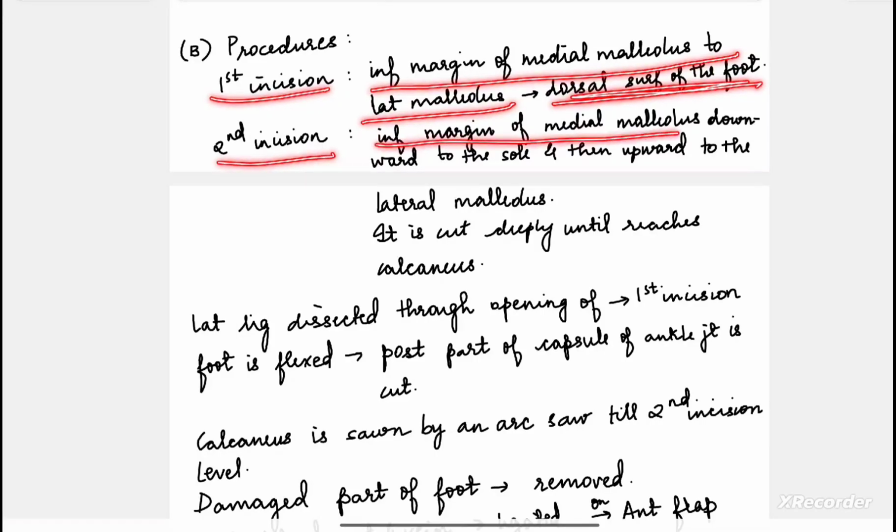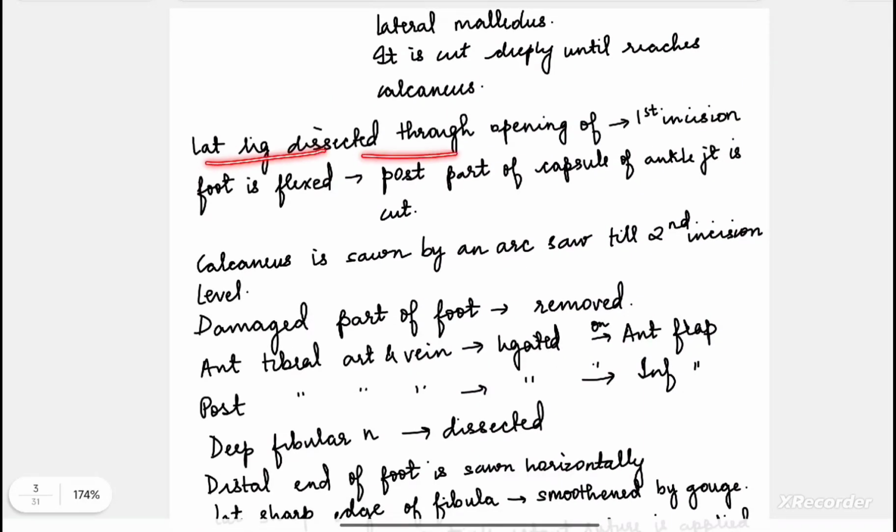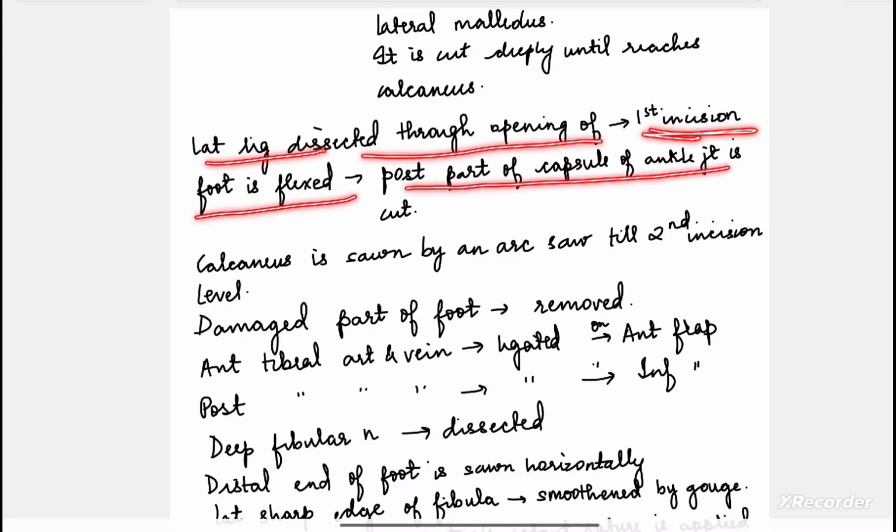Second incision: inferior margin of the medial malleolus downward to the sole and then upward to the lateral malleolus. It is cut deeply until it reaches the calcaneus. The lateral ligament is dissected through the opening of the first incision. The foot is flexed. The posterior part of the capsule of the ankle is cut. The ankle joint is cut.